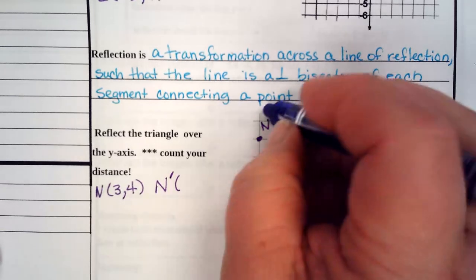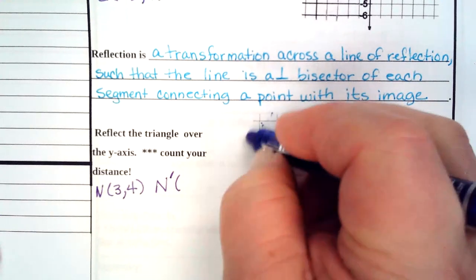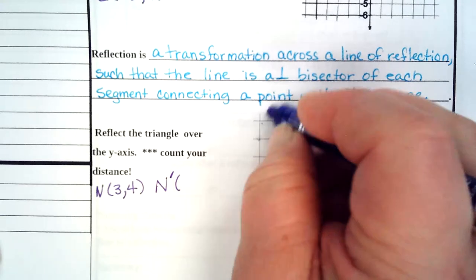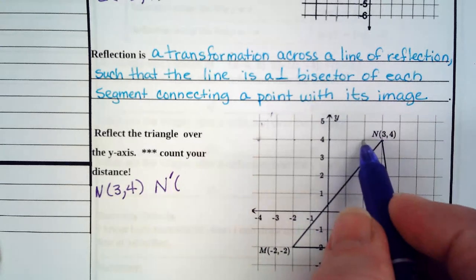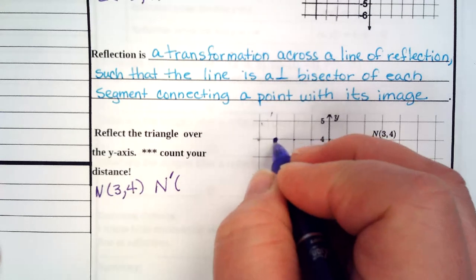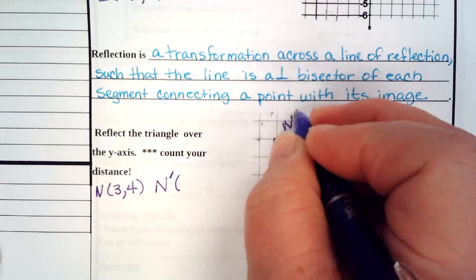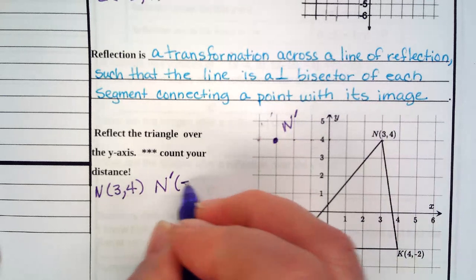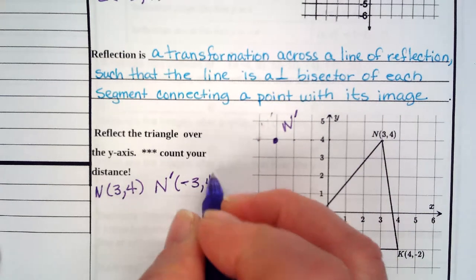N is 3, 4. Actually, I've only gone 3 there. I counted wrong. This is 1, 2, 3. I've got to go 1, 2, 3. And this is N prime. And this is -3, 4.